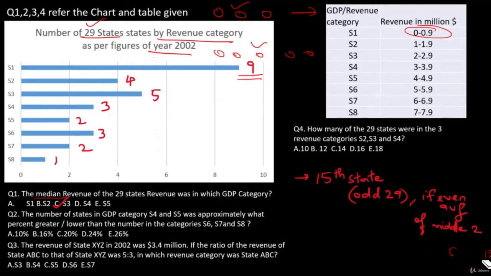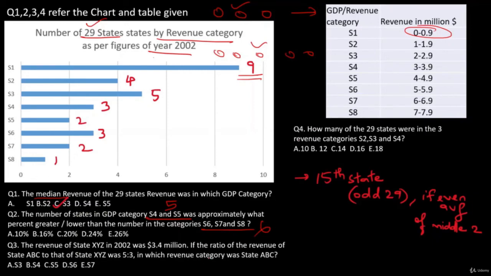Let me make some space over here. The next question reads, the number of states in GDP category S4 and S5 was approximately what percent greater or lower than the number in the category S6, S7 and S8. So in S4 you have 3 and in S5 you have 2. So 3 plus 2, that's 5 over here, right? And in S6 you have 3, S7 you have 2 and S8 you have 1. So 3 plus 2 plus 1, that's equal to 6.